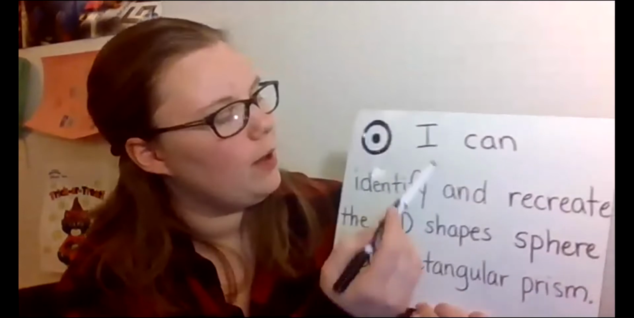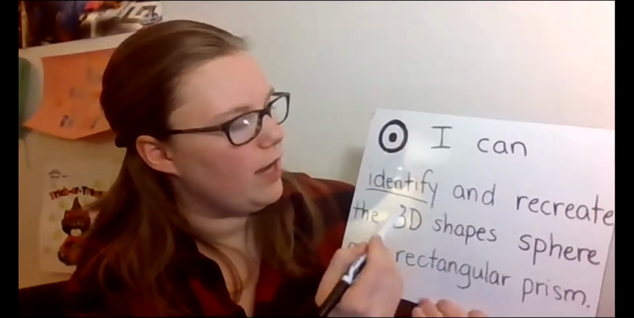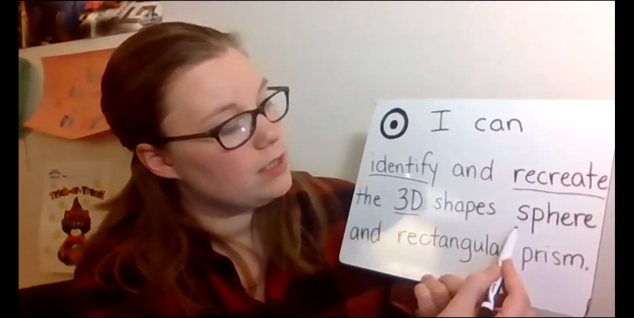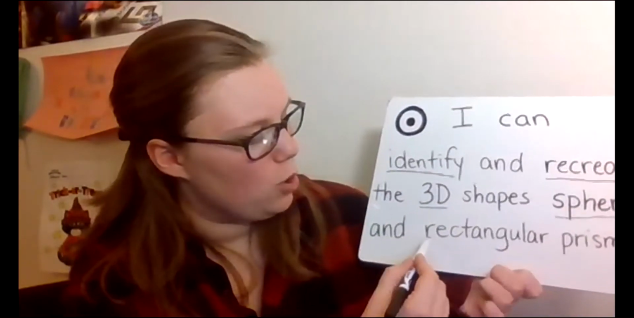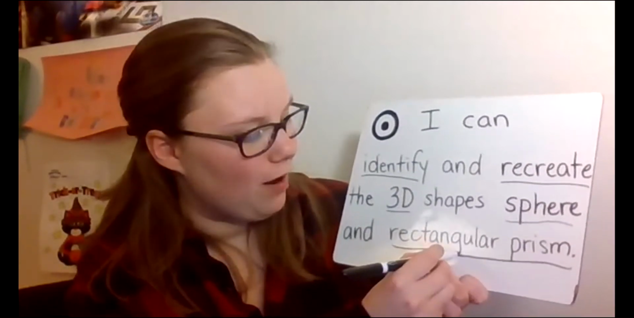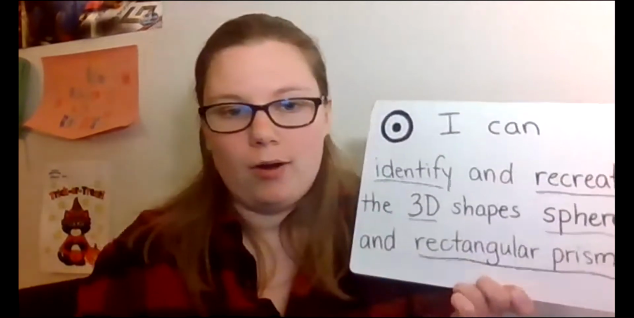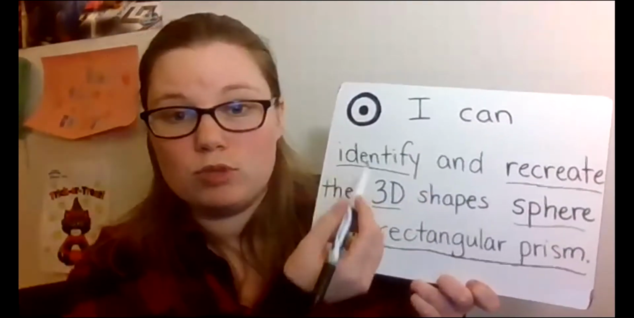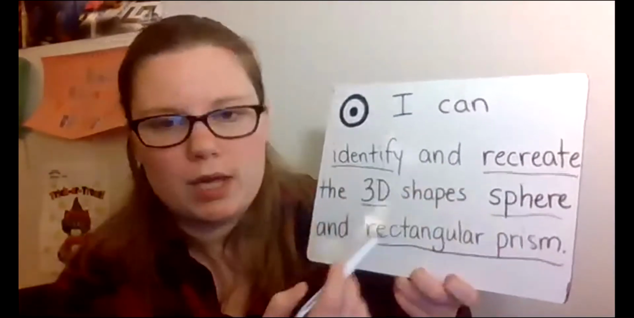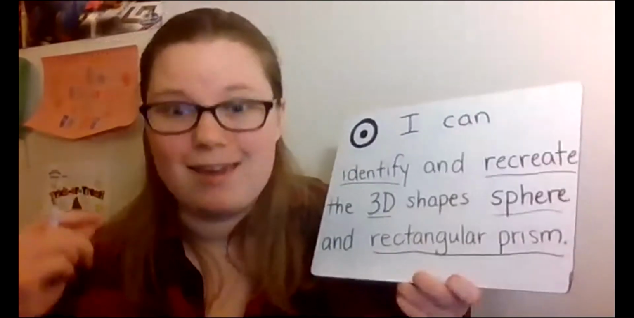All right? So before we get started on our lesson, let's go to our learning target. Our learning target today. All right? I can identify and recreate the 3D shapes, sphere and rectangular prism. That's a long one today. So the word identify means to name, right? So we're gonna name different 3D shapes, and recreate, which means to make again.